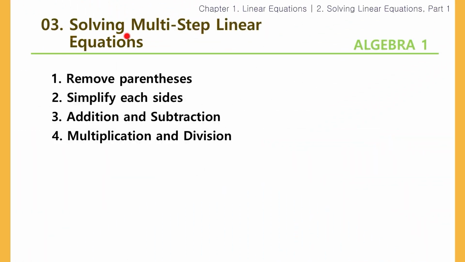Now, solving multi-step linear equations. To solve a multi-step linear equation with one variable, we're going to follow a few simple steps. Number one, we have to remove the parentheses first if the equation has parentheses. Then we're going to simplify each side. If we have like terms on each side, we have to simplify them.